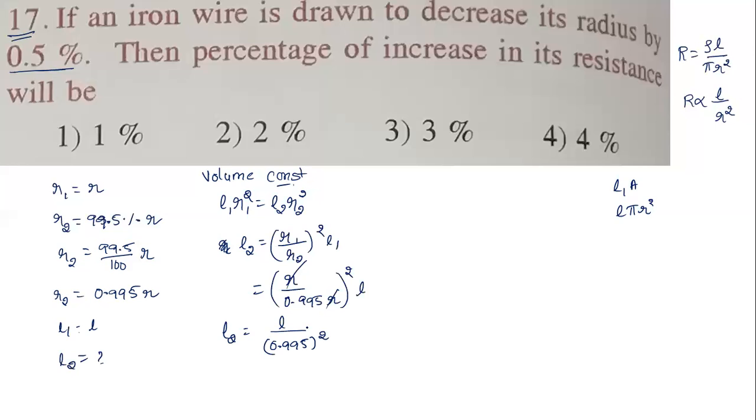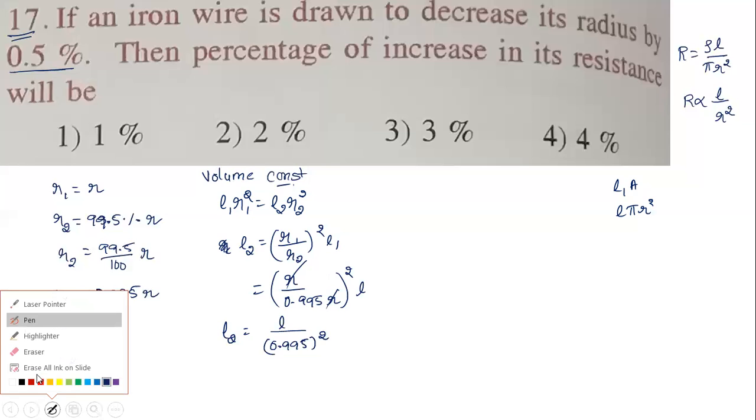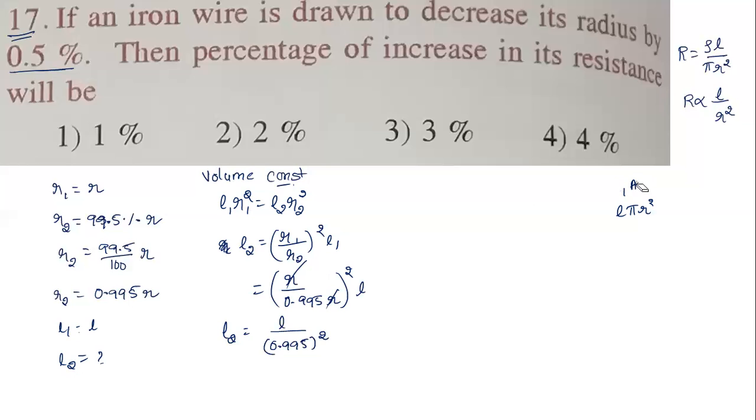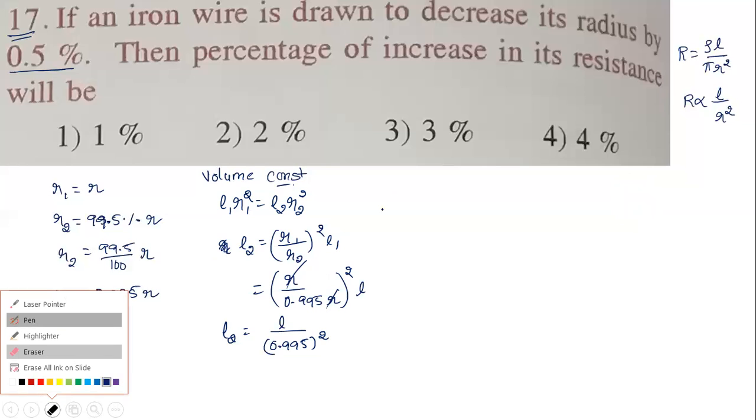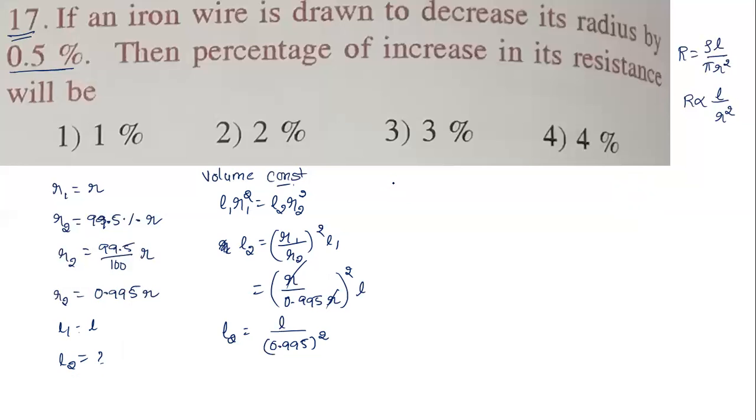Now what do we need to find? The percentage of increase in resistance. What is the formula for percentage of increase in resistance? You need to know. It is the change in resistance over the original resistance, times 100. That is the percentage of increase. Now I'm going to erase the right hand side portions. Okay, that is enough. Now I need to find the new resistance. The initial resistance is there.